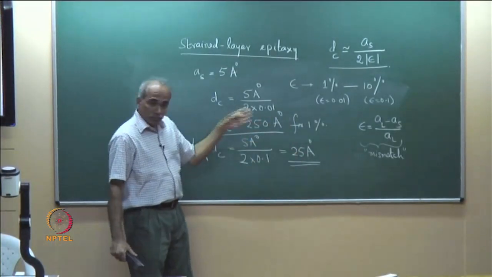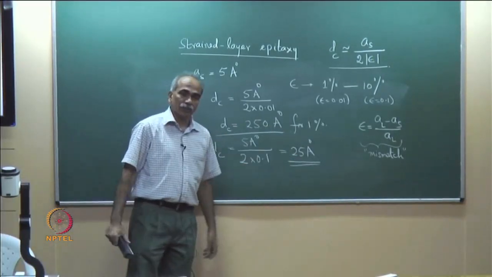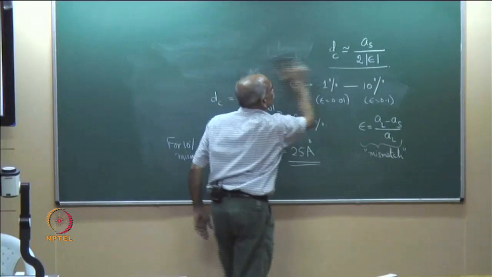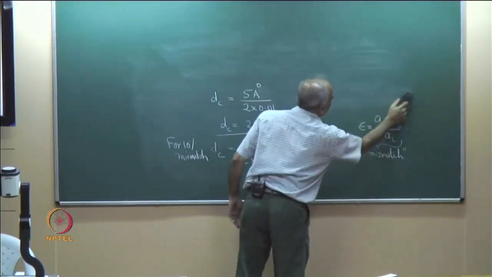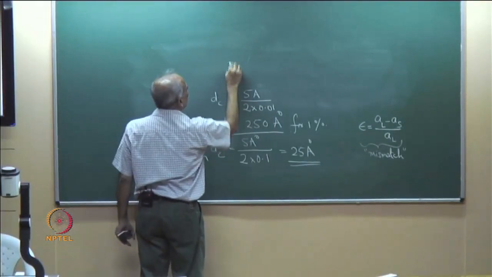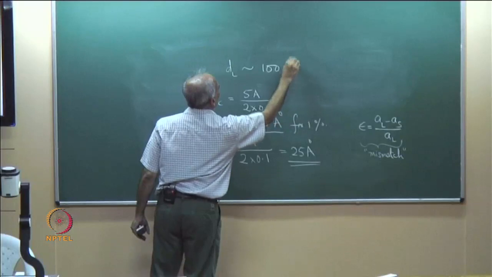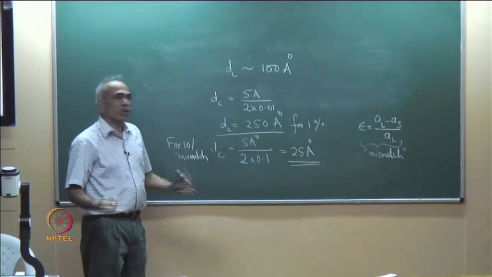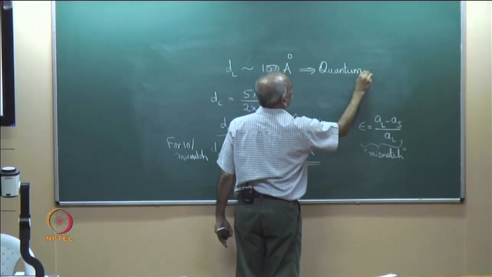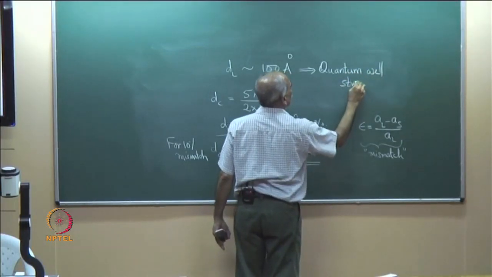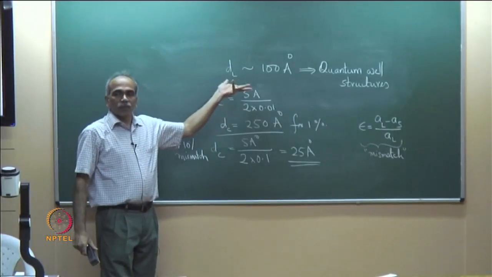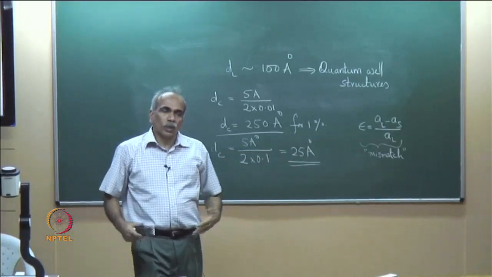The numbers are very small, 250 angstrom, 25 angstroms. Are these practical? Do they have any practical significance? Yes. If you are talking of layers with thickness of the order of 100 angstrom, what are we talking of? We are thinking of quantum well structures. If the thickness is of the order of 100 angstrom, then we are talking of quantum well structures.